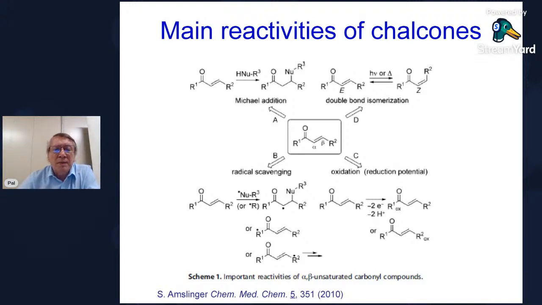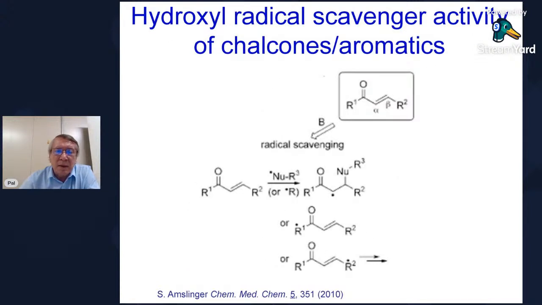So this is the chart summarizing the most important reactions of chalcones involving the Michael addition, the double bond isomerization, and the radical scavenging activity. And in the rest of this lecture, I will discuss the radical scavenging activity of chalcones and aromatic compounds in general.